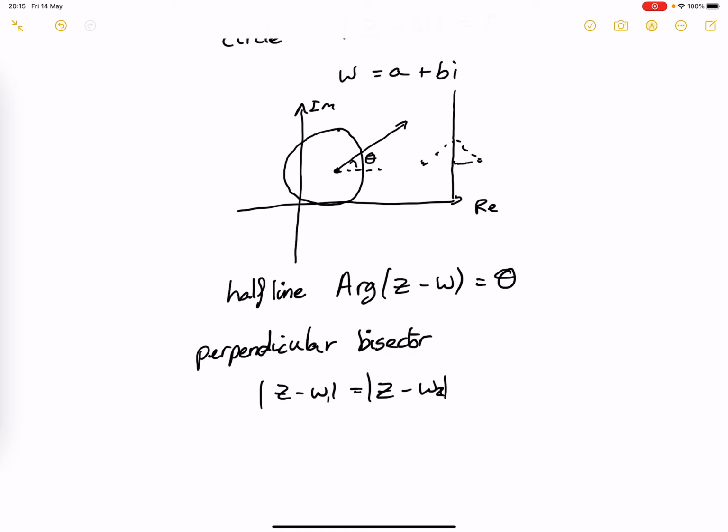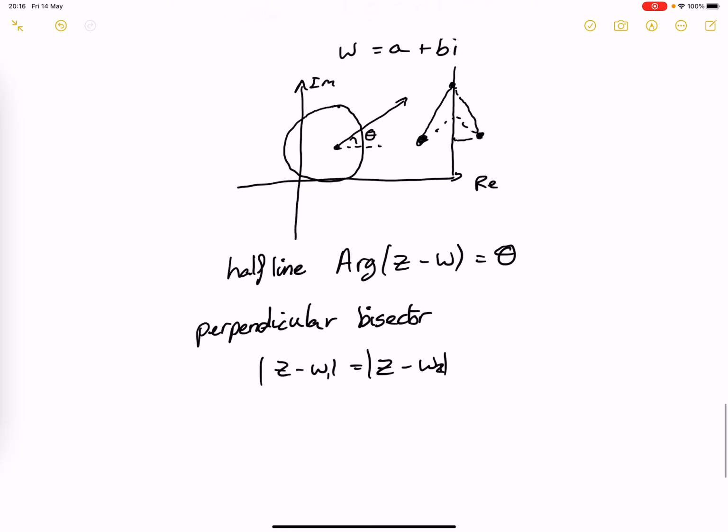So if you say we're going to the point here from this one here, your w2, so here is w1, your w2 has to go the same distance. That's why it's the perpendicular bisector.